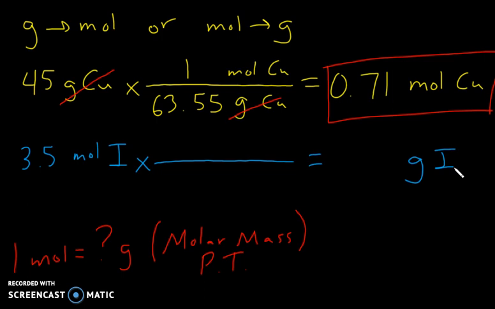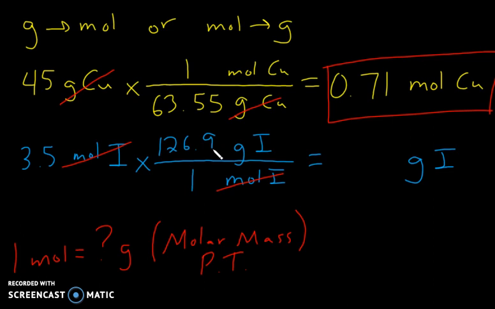And since that's what I want to get to, I want to make sure that I put grams of iodine in the top. And since I started with moles of iodine, I need to make sure that moles of iodine goes in the bottom, so that now I can cancel my moles of iodine with moles of iodine, and I'm just left with grams in the top. So when I fill in my conversion factor, I have 1 mole on the bottom and some number of grams on top. When you get the molar mass of iodine, it is 126.9.